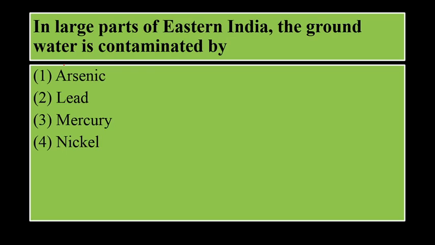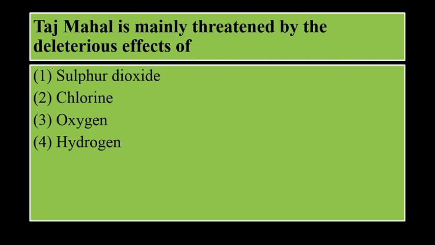In large parts of eastern India, the groundwater is contaminated by arsenic, lead, mercury or nickel. So in large parts of eastern India, the groundwater is being contaminated by arsenic, which is option 1.